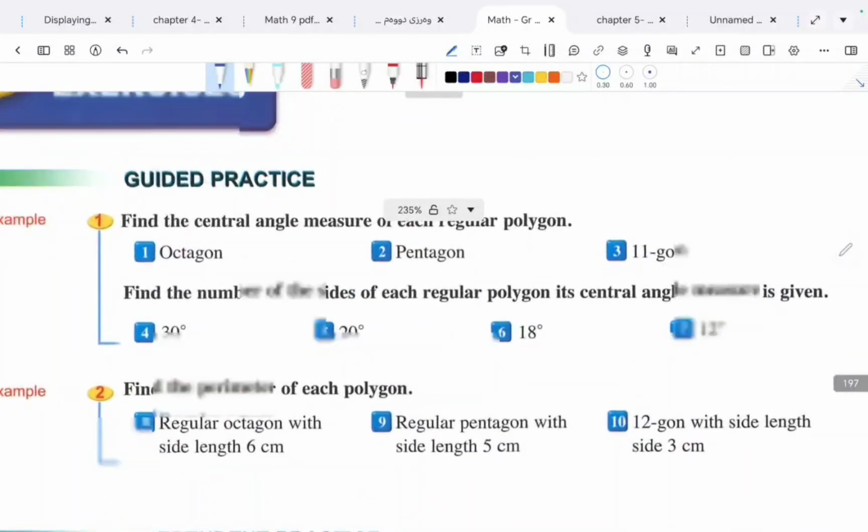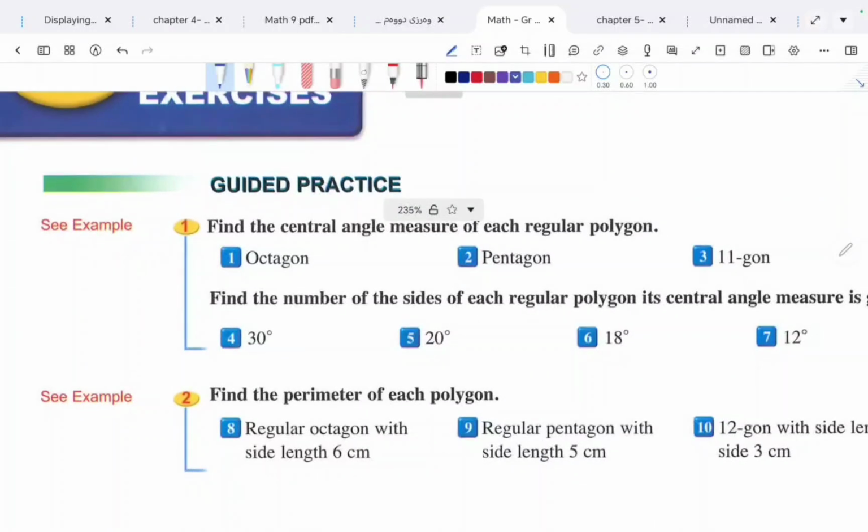Then let's solve the exercise one by one. Find the central angle measure of each regular polygon. The first one, octagon, so it will be 360 divided by the number of sides. How many sides in an octagon? There are 8 sides. When you divide them, it equals 45 degrees.